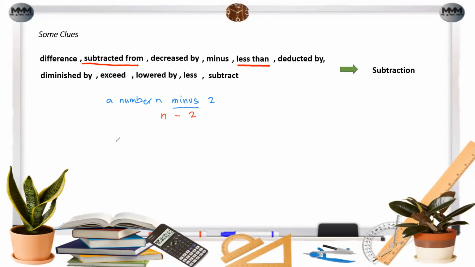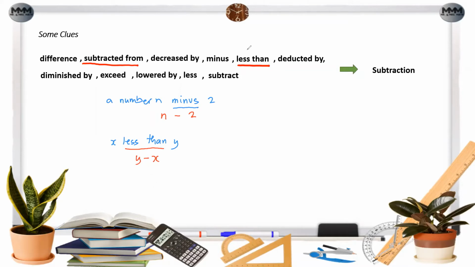Another example is x less than y. Now, we have the phrase less than. So when translating this verbal statement, it means y minus x. As you observed here, the symbols before and after the phrase are interchanged. So this is restricted to the less than phrase.